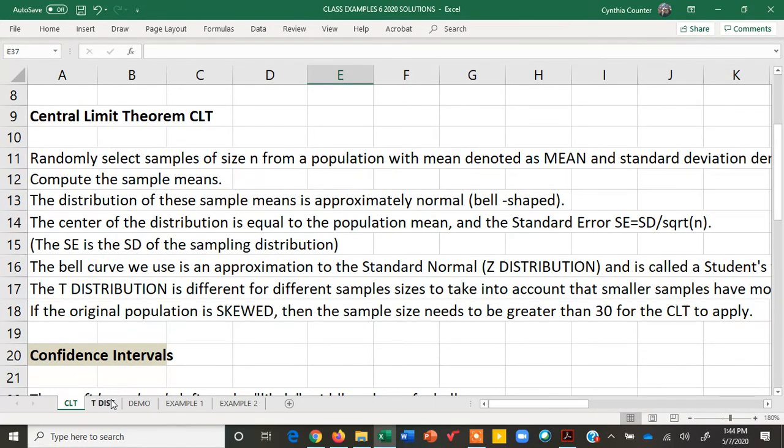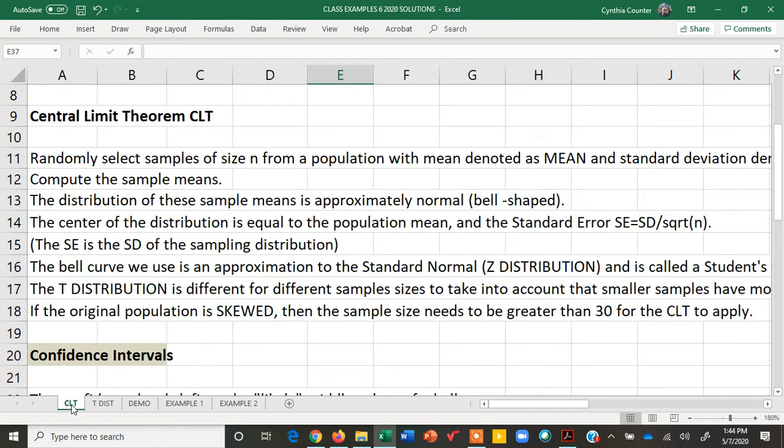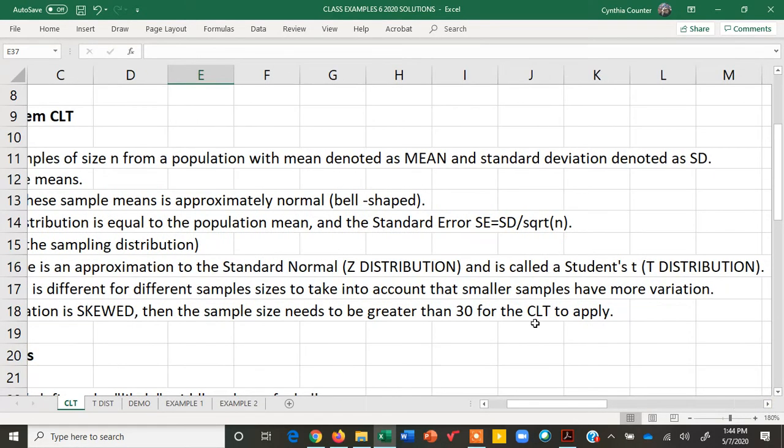And I actually have an example of that right here. So here is an example of the standard normal, which is in blue, and a t distribution in red. What's interesting is the t distribution is different for different sample sizes. This here is for a sample size of 10. So when we go back here to the central limit theorem and talk about the t distribution, the t distribution is different for different sample sizes to take into account that smaller sample sizes have more variation.